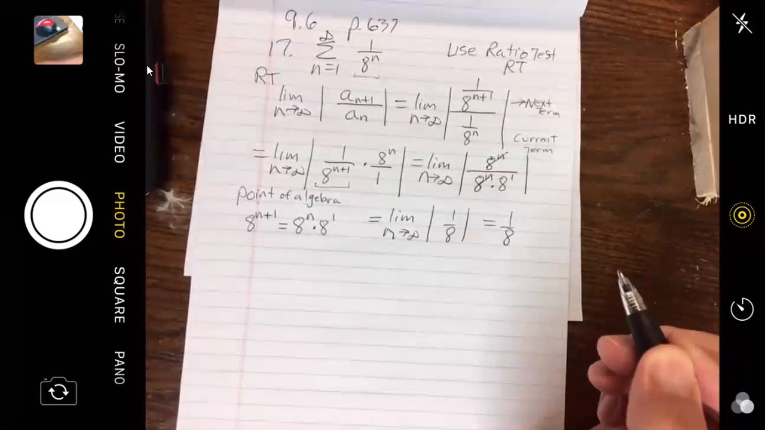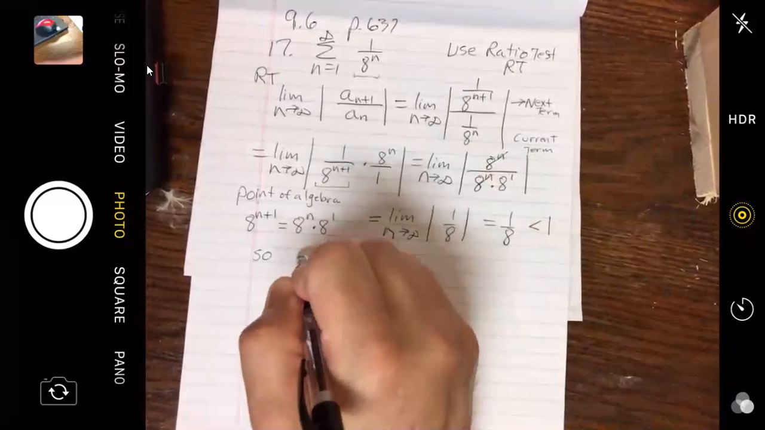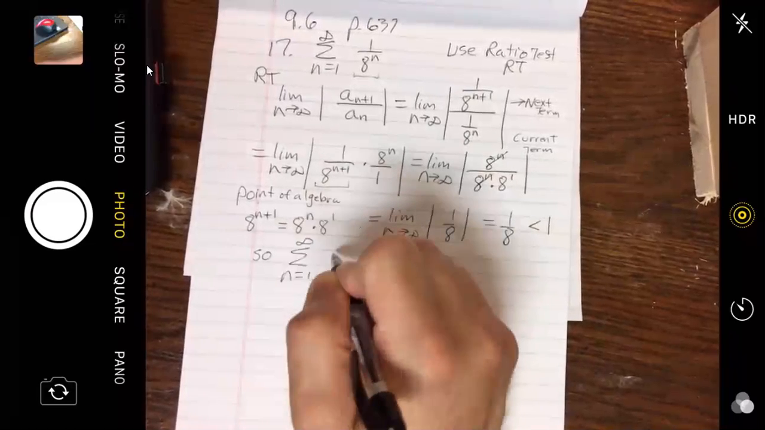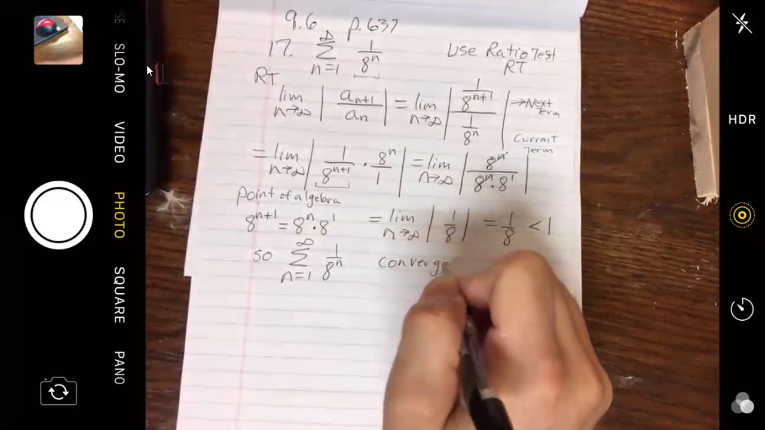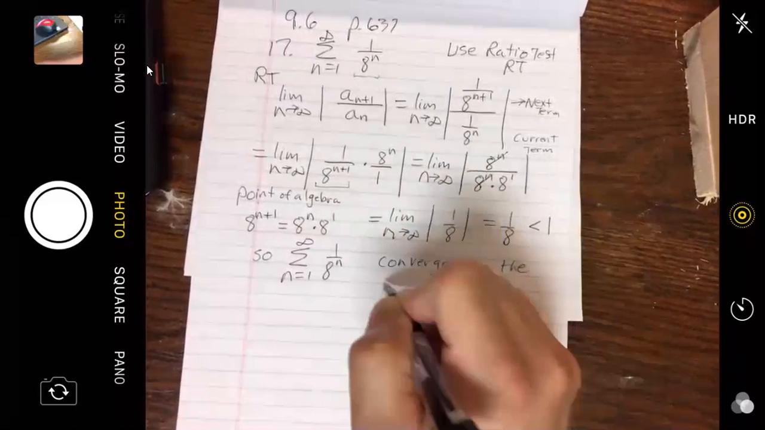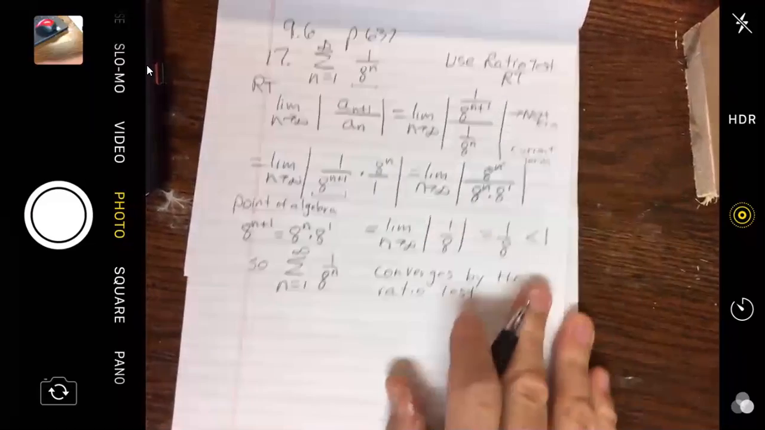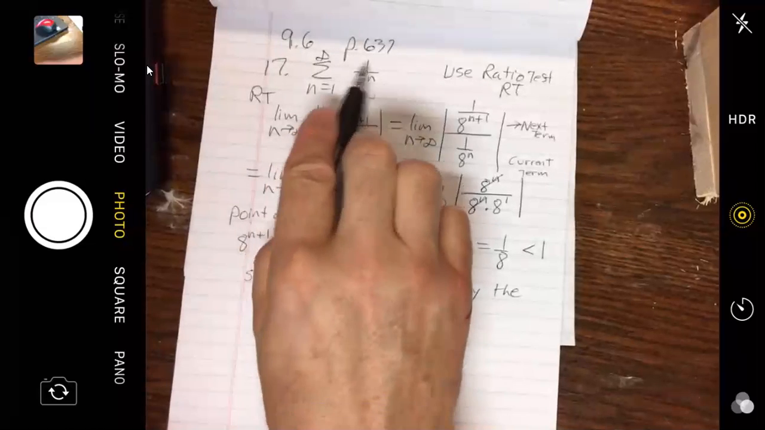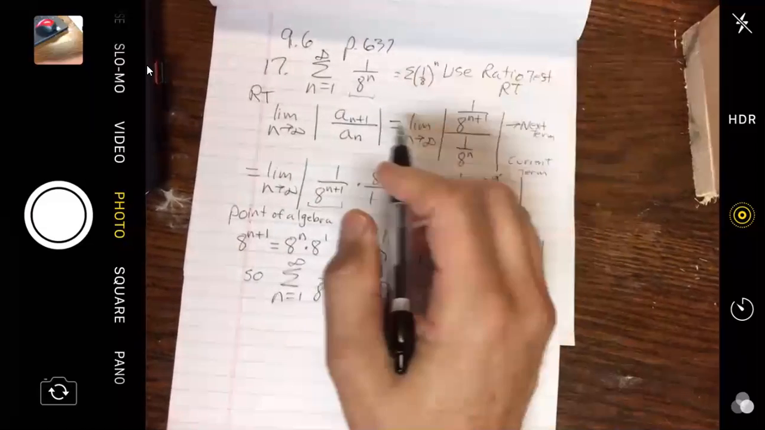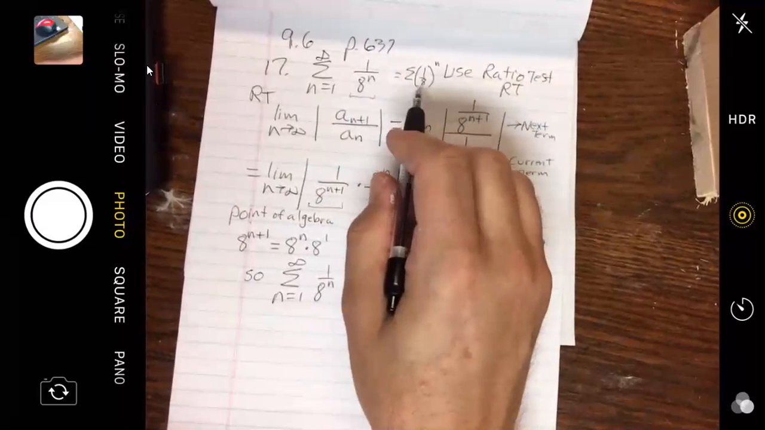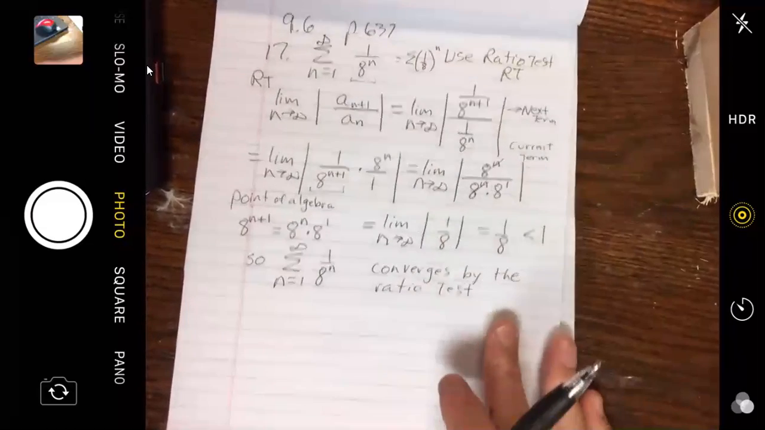And you basically have a case 1. This is less than 1. So my original series, 1 over 8 to the n, converges by the ratio test. You could have seen this with a geometric. This is basically a straight geometric. You could have written this as a sum of 1 over 8 raised to the n and used a geometric argument on it. Your r is 1/8, less than 1. It converges by geometric series as well.